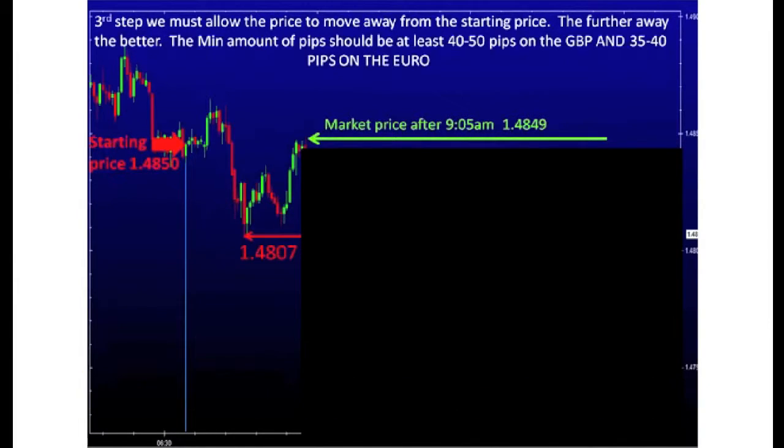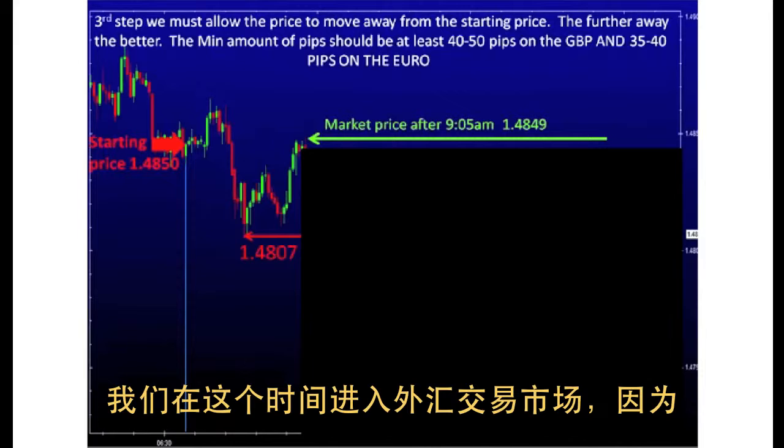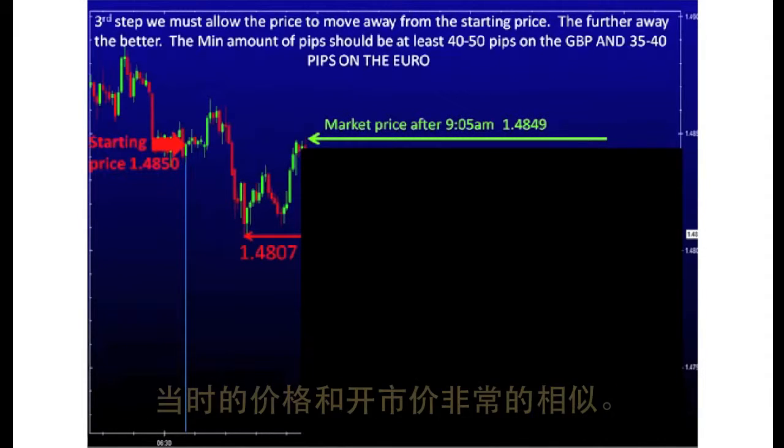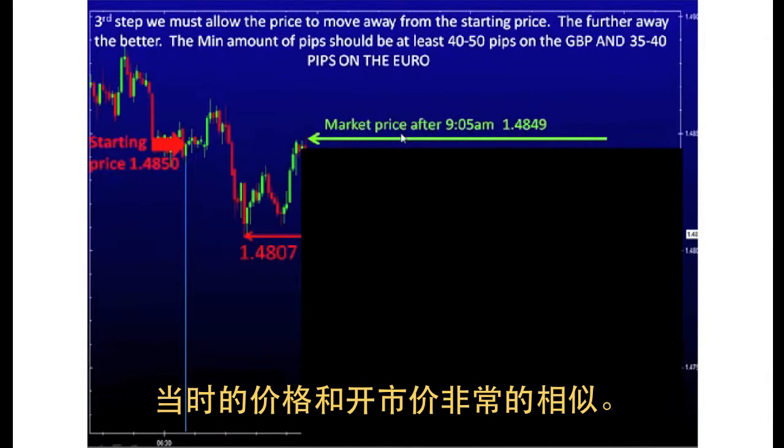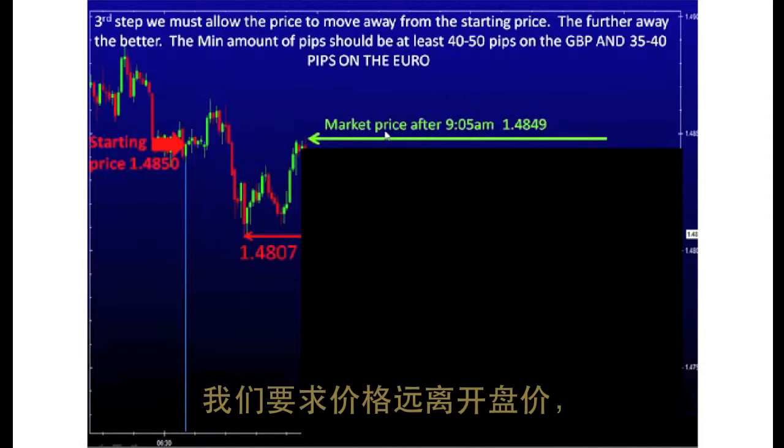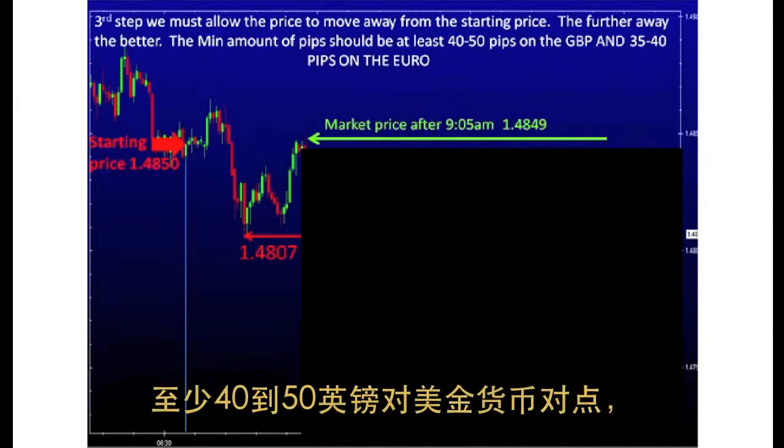It's not a good idea to start placing sell orders or buy orders when we have the open price and the price after 2 hours almost at the same level. We want the price movement to be further away from the starting price by at least 40 to 50 points on the pound, anywhere between 35 to 40 pips on the euro.